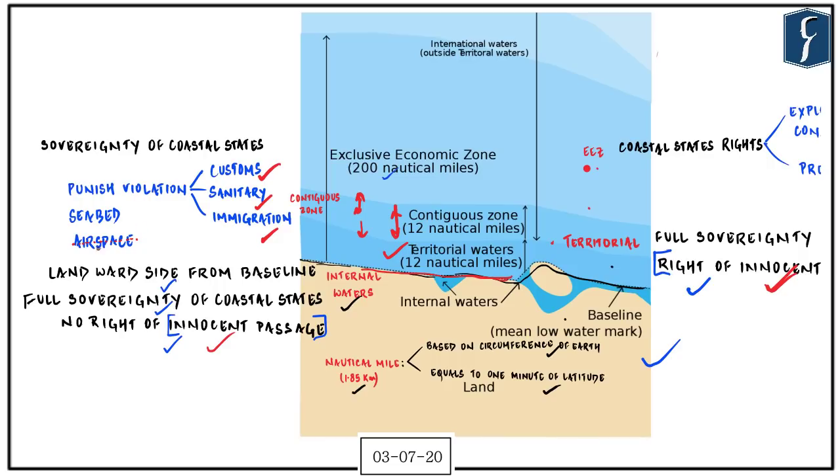One important aspect to remember, however, is that in case of territorial water, the coastal country has full sovereignty over the seabed as well as airspace. But in the contiguous zone, it only provides for jurisdiction over the ocean floor and surface and not the airspace. So this is an important distinction which you should keep in mind.